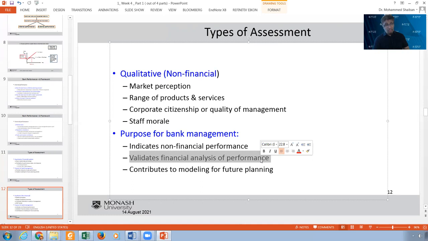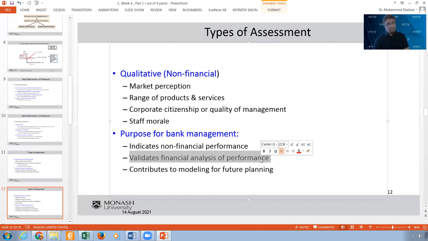If they are making huge profits, that means their market perception is good. If the share price is just hiking and jumping, that means they are doing very well in market perception. They have good products and services, and they are good in corporate citizenship. But if it is completely the opposite, then questions come to the picture.